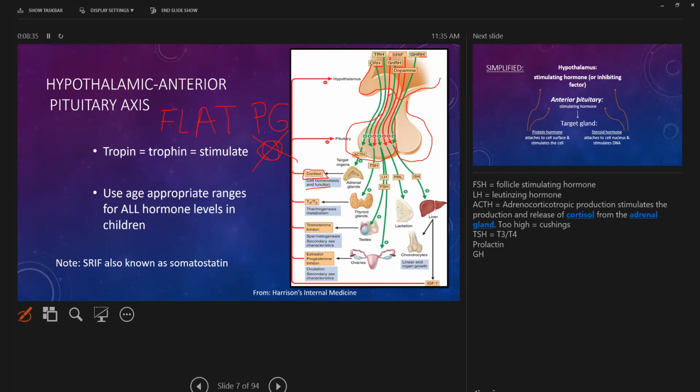TSH, just like it says, is the thyroid stimulating hormone, which stimulates the thyroid, gets the thyroid all worked up to release T3 and T4. And T3 and T4 then control your basal metabolic rate.